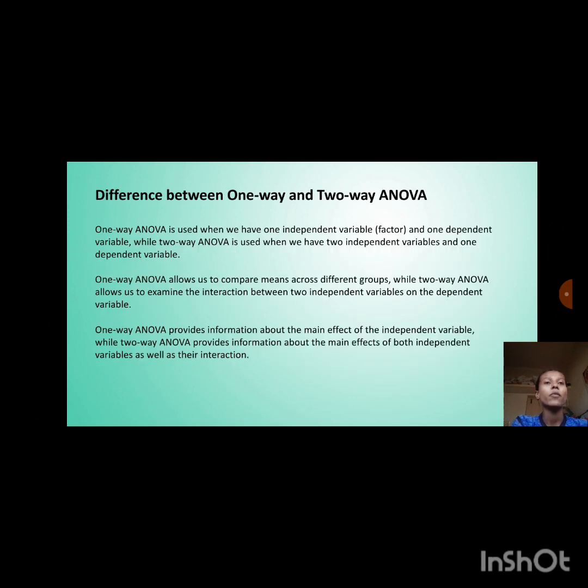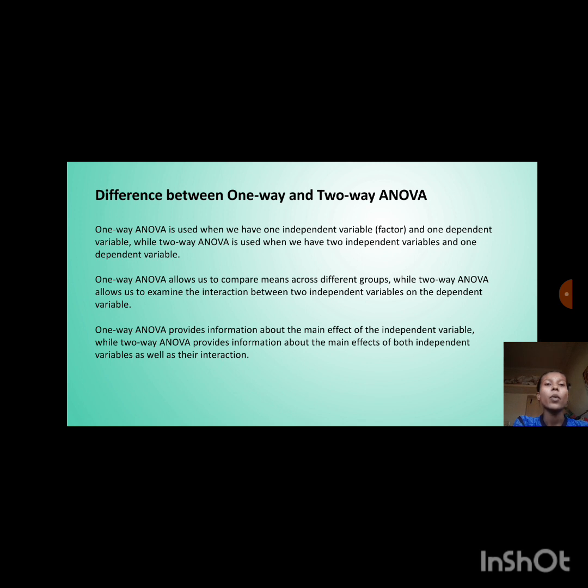Difference between one-way and two-way ANOVA. One-way ANOVA is used when we have one independent variable, or factor, and one dependent variable, while two-way ANOVA is used when we have two independent variables and one dependent variable. One-way ANOVA compares means across different groups, while two-way ANOVA allows us to examine the interaction between two independent variables on the dependent variable.